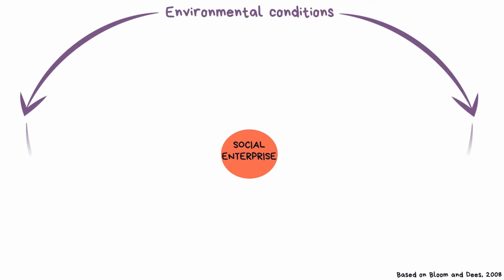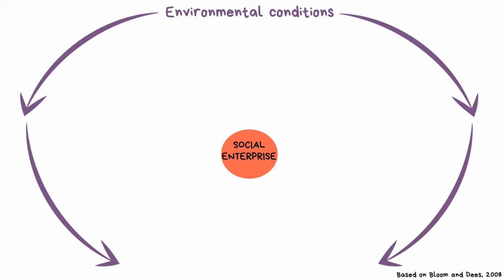A social enterprise exists within certain environmental conditions, such as the political and policy context, the state of the economy, and the markets in which a social enterprise operates, the place or geography, and its infrastructure, and the culture and social fabric, such as the norms and values of that culture.